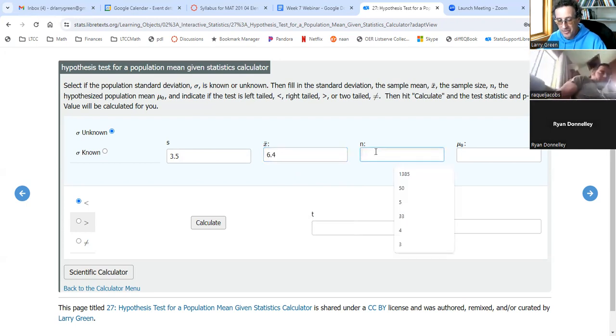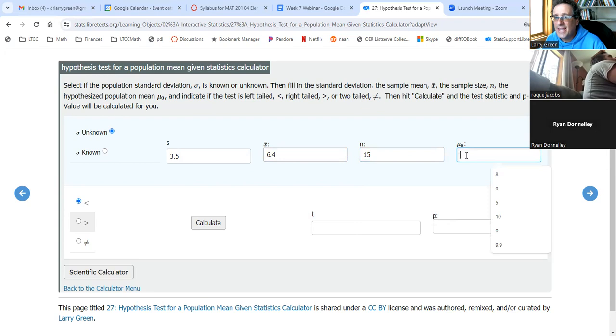We have our N, which was 15. Mu naught, that is the hypothesized mean, which in this case was 7.0, or 7. Does that ring a bell? Any questions on that?